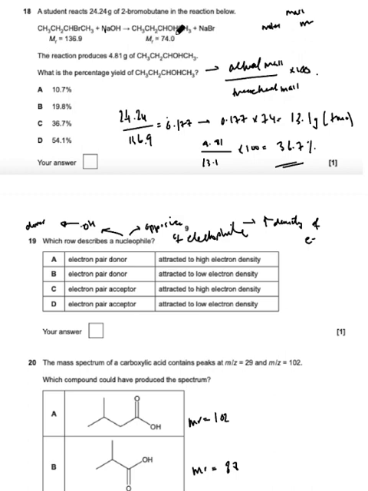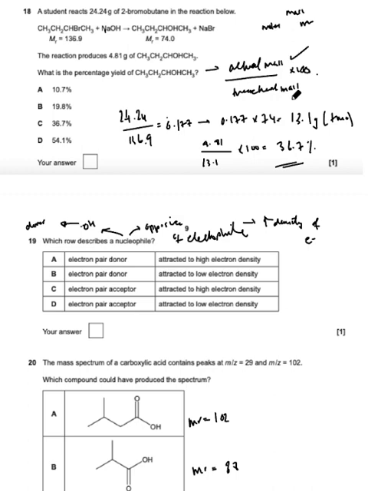Do we have the theoretical mass? No, we do not. Do we have the actual mass? Yes, because it says the reaction produces this much. That is the actual. Whenever you see the reaction produces and it's 4.81 grams, that's the actual mass. So we have the top bit ready.